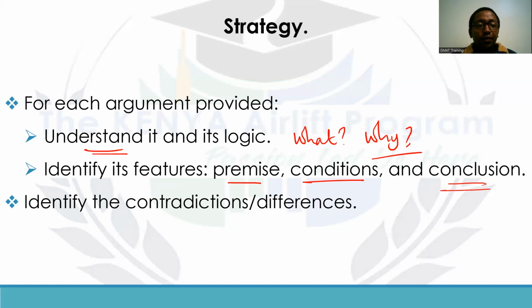And then finally identify the contradictions or differences. As we said, these arguments will have differing endpoints. So just identify the contradictions or differences. Is there a difference in premise that is introduced? Is there a difference in logic? Is there a difference even in conclusion? Just note those differences. And then when you go to the answer choices, you'll be able to identify, because the question will be asking you to identify how the logic is changing.